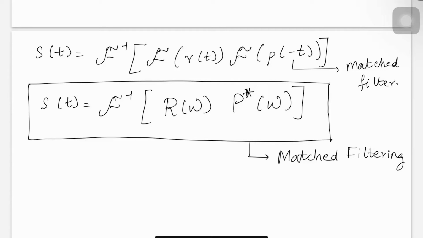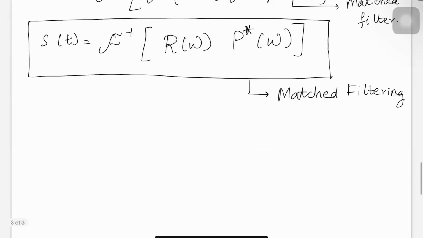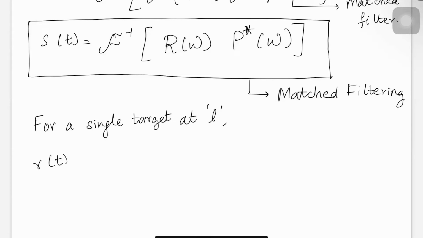Okay, let's expand on this a little bit. Let's say I have a single point target somewhere. For a single target at some distance L, what do I have? My received signal is just a delayed version of the transmitted signal, because I only have a single target now. It has a time delay of 2L over c, and then comes back.